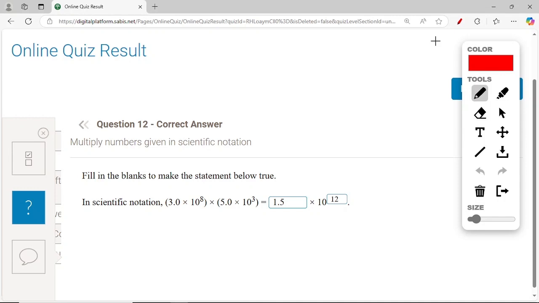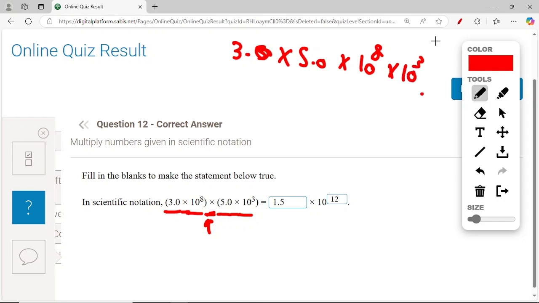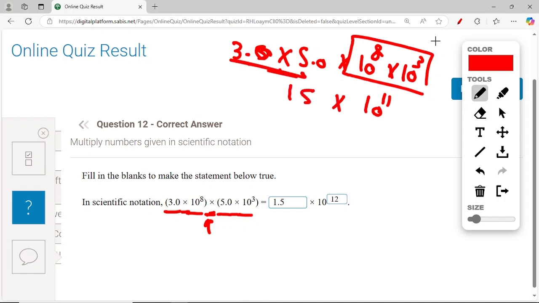Now fill in the blank to make the statement below true. I have in scientific notation 3 multiply 10 power of 8 multiply 5 multiply 10 power of 3. I have to use multiplication or division. We will add the powers here. So now I have 3 multiply by 5 multiply by 10 power of 8 multiply 10 power of 3. This one will be 10 power of 11, and 3 multiply 5 is 15.